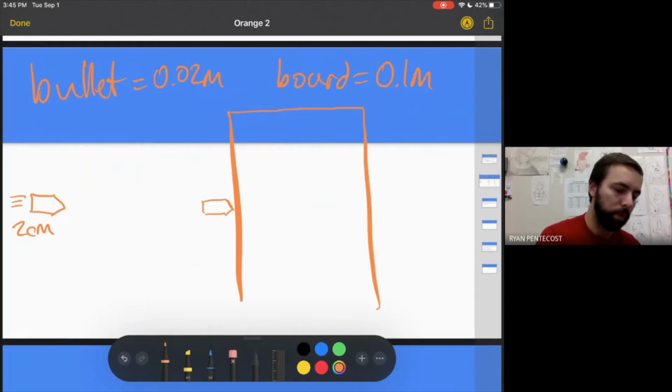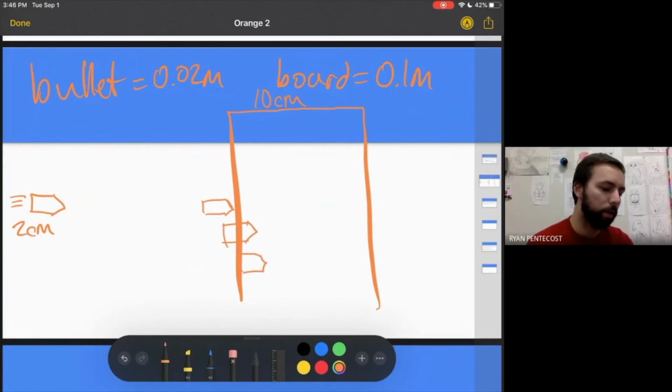Okay, so if the bullet is 2 centimeters, that should be about 10 centimeters. So if the bullet touches the board here, it is technically in contact with the point, and then as the bullet travels through the board, right? Now it's been in contact with the board for 1 centimeter. Now it has been in contact with the board for 2 centimeters, right?